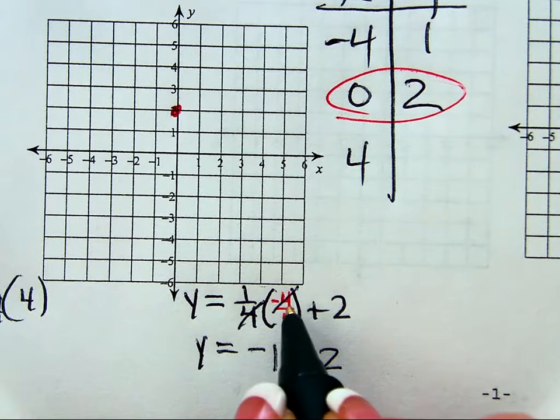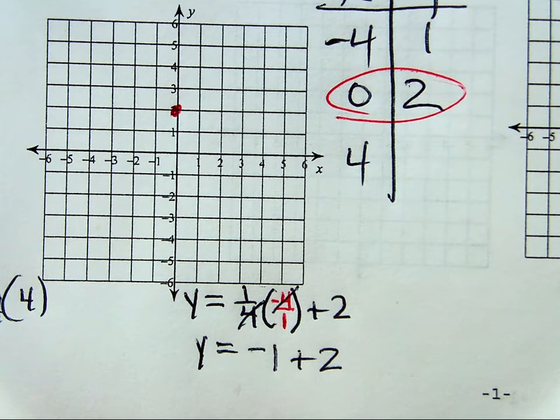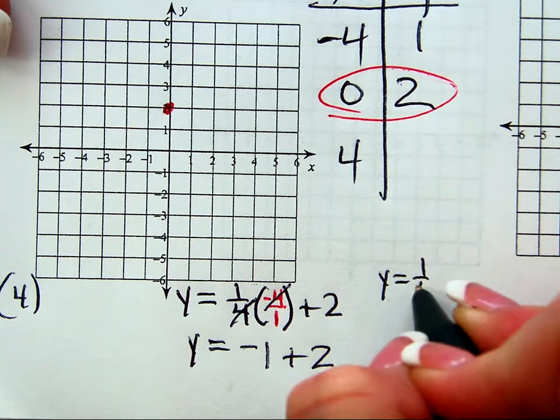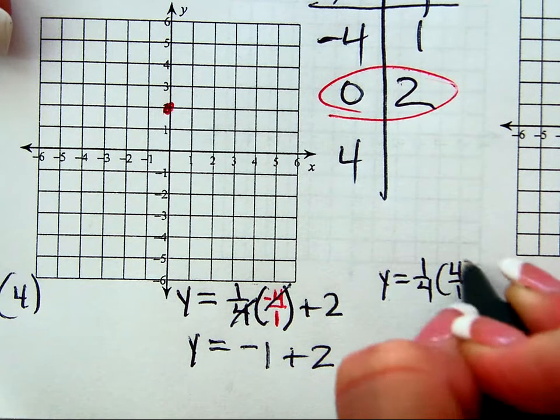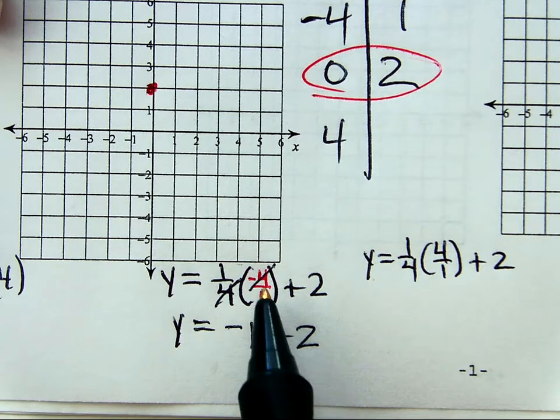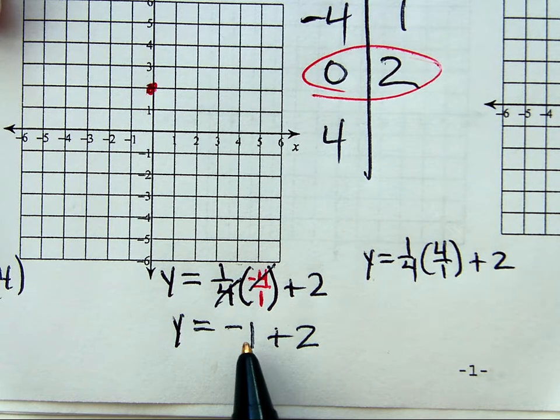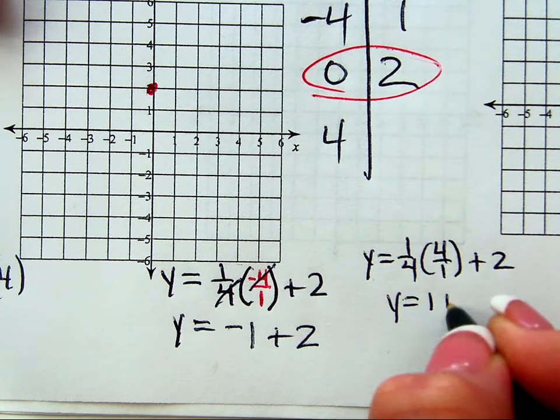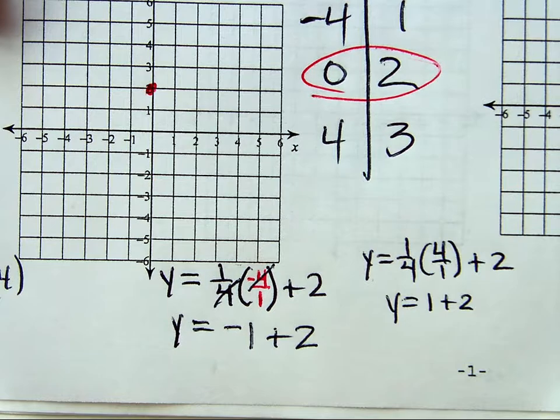Let's go back and make 4 positive this time. Don't do a whole extra bit of work. I mean, you could rewrite it again, and you could say 1/4 of positive 4 plus 2. All it means is that this time, instead of negative 1, it's going to be positive 1. Because what's 1/4 of 4? 1. And what's 1 plus 2? 3. Now I have my 3 ordered pairs.